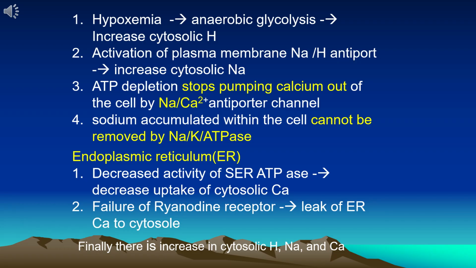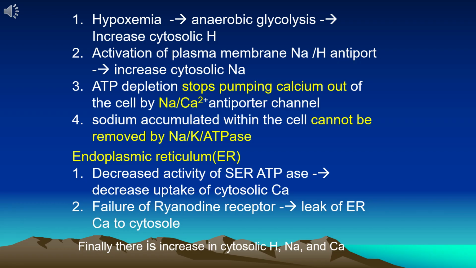This acid load activates the cell's emergency response, the plasma membrane Na+/H+ antiport. This exchanger tries to normalize the pH by pumping H+ out, but it does so by pumping sodium, Na+, in, causing a dangerous rise in cytosolic sodium.